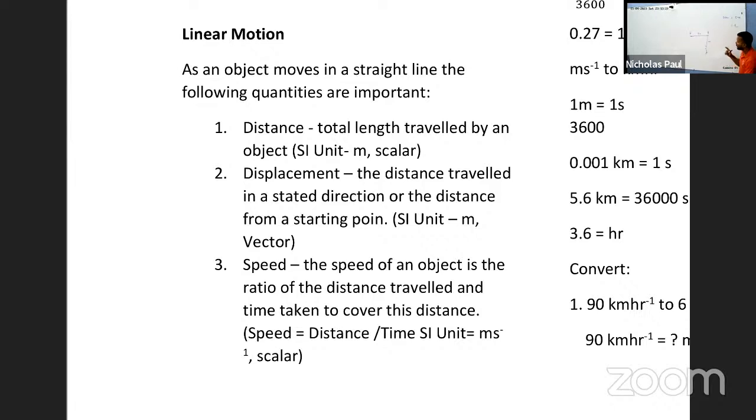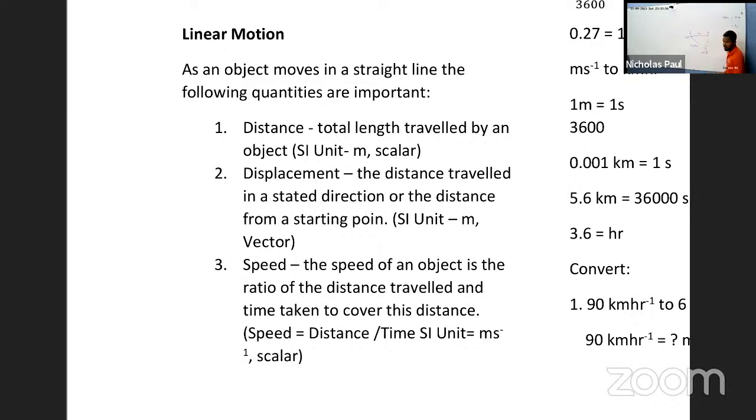What displacement is, unlike distance, distance is like the total length traveled. Displacement, on the other hand, is the straight line distance from where you start to where you finish. So Jude's total displacement would have been from here to here, whatever that is. That's okay? So I want you to understand the difference between distance and displacement.